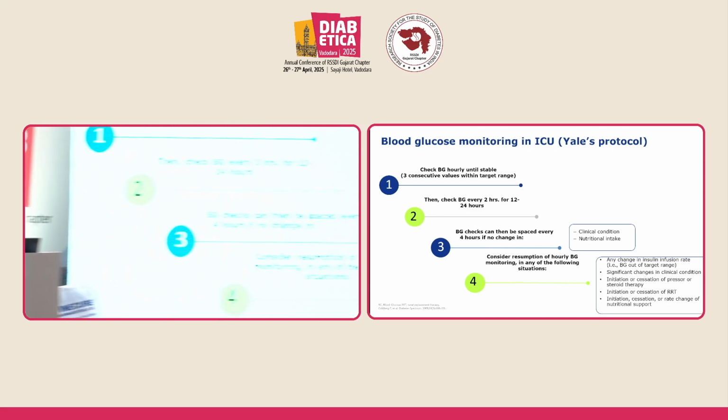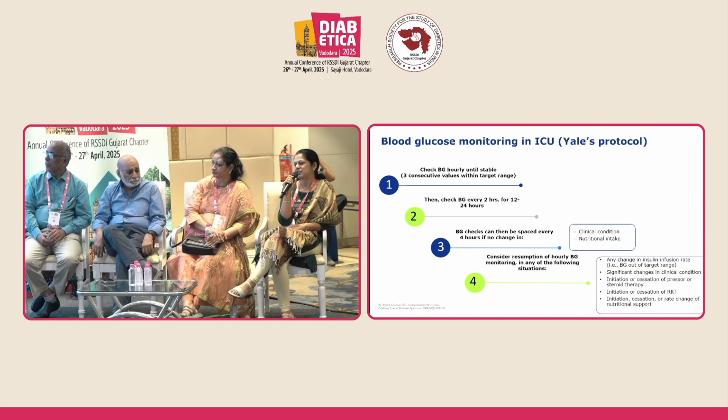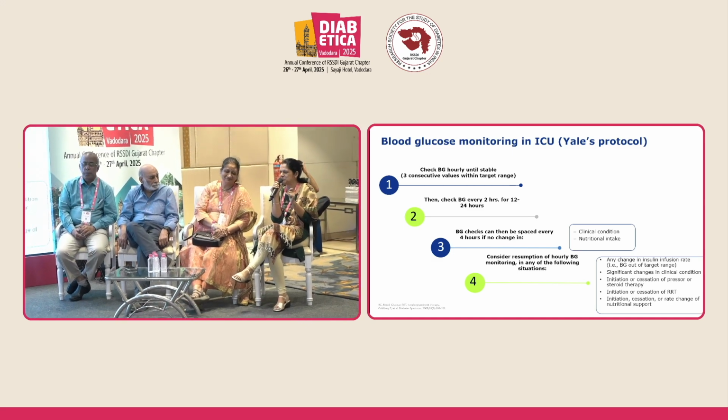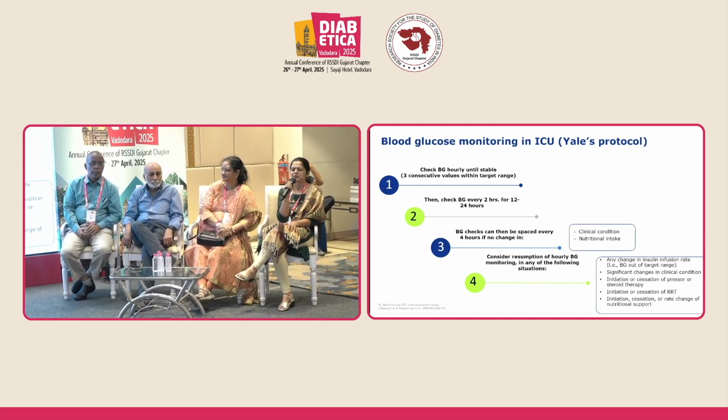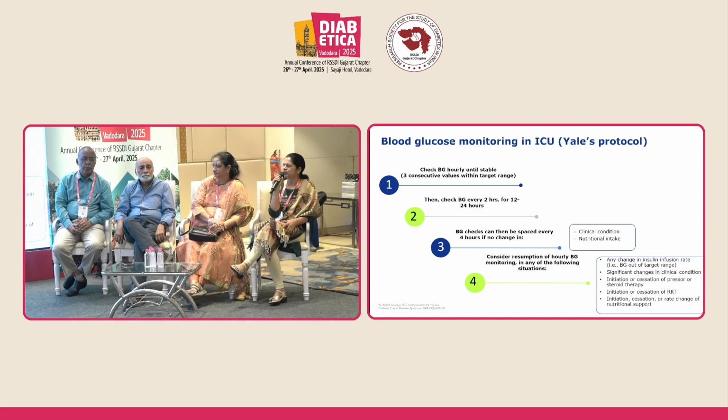So actually, before I start with this, 1 hourly glucose monitoring, I always think poor patient. Every hour we keep pricking fingers. So better to reduce the frequency as soon as we can. We obviously start with that hourly, but as soon as we get 3 consecutive values in the target range, we can reduce it to 2 hourly, right?